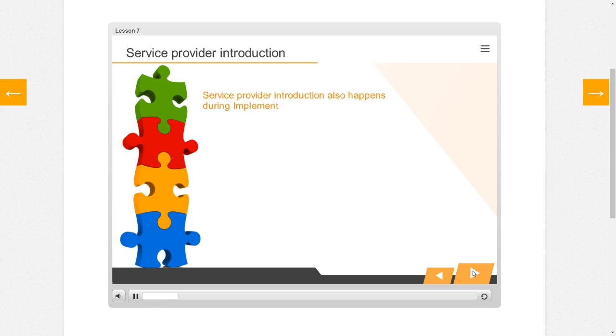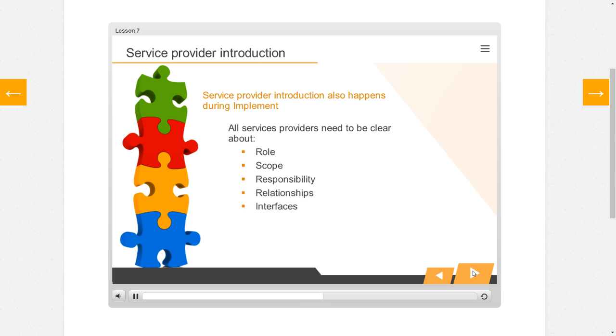Introduction of the selected service providers will also take place during the Implement stage. For the SIAM model to be effective, all service providers need to be clear on their role, scope, and responsibility, and their relationships and interfaces with the service integrator and other service providers. This activity will also take care of any practicalities like integration into a shared toolset, access to shared knowledge libraries, and so on.